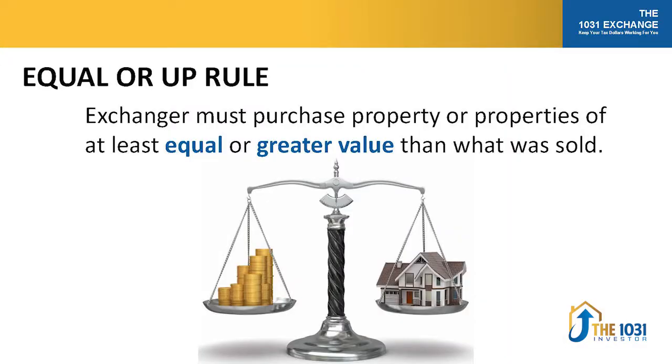The second half of that rule is that you must purchase property that's at least equal to or greater than the value of the property you sold. If you buy down, that's the same thing as taking out profit. So again, you can do it, and we'll talk about that, but you're going to pay tax on the difference. So if you want to defer all tax, you've got to use all the cash, you've got to purchase at least as much as you sell.